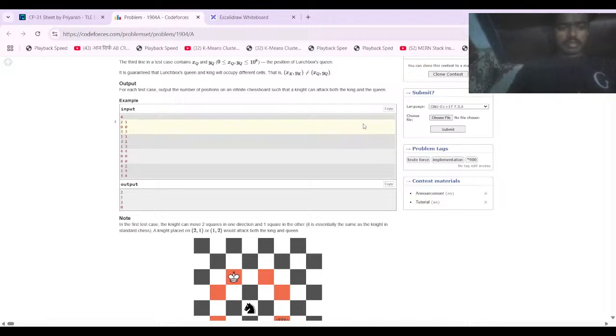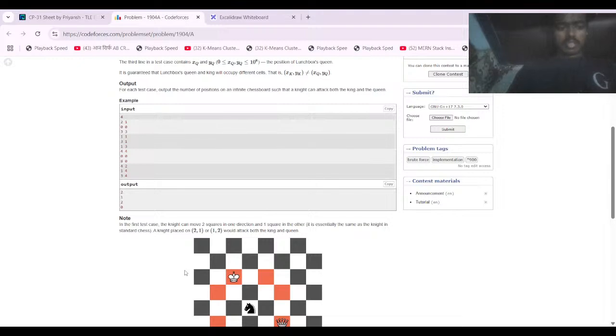tiles in one direction, and the king is initially at 0 0, and the queen is initially at 3 3. In the diagram, the king is placed at the position 0 0 like this.